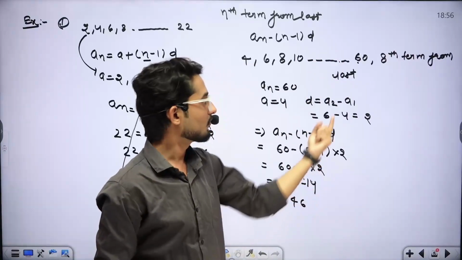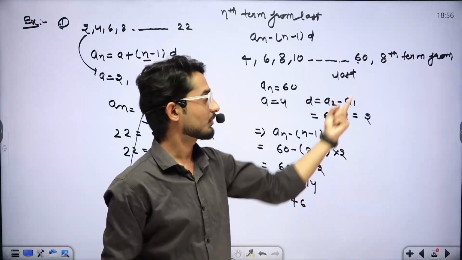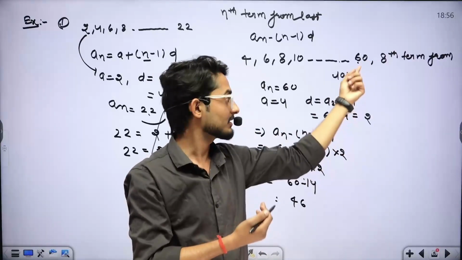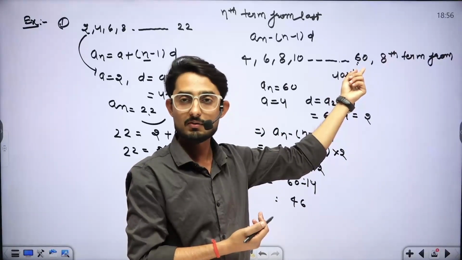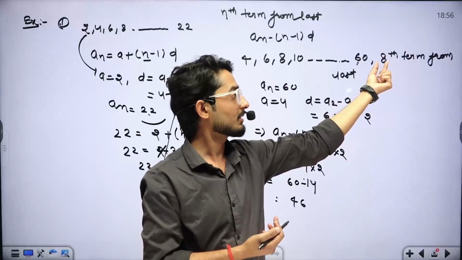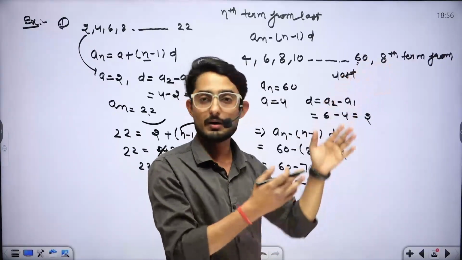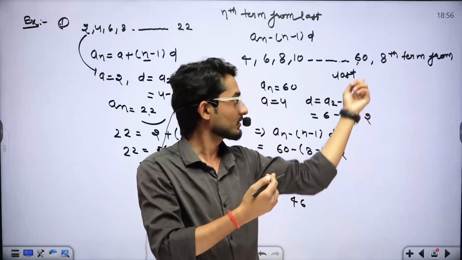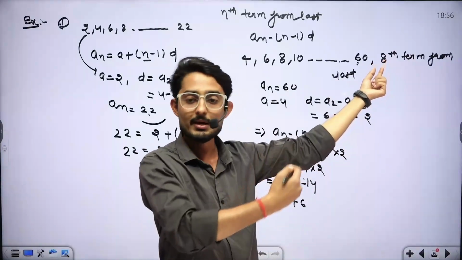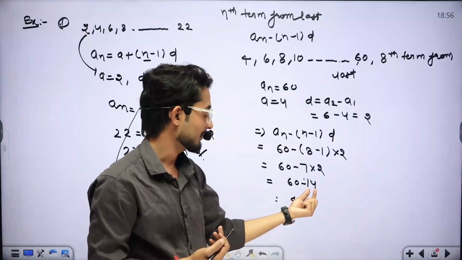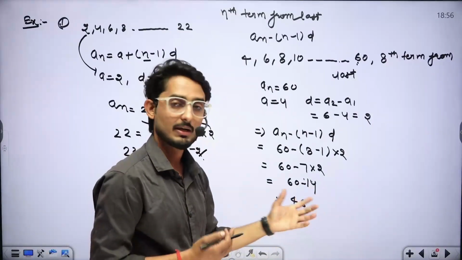When you subtract 7 times, because you have to find the 8th term from last, and this term is also given. So how many terms are remaining? This one term is included in the 8 terms. So you have to find the 8th term from last, this one term is included, so you have to go back 7 steps. When you go back 7 steps, you will subtract 60 minus 14. You will get 46.